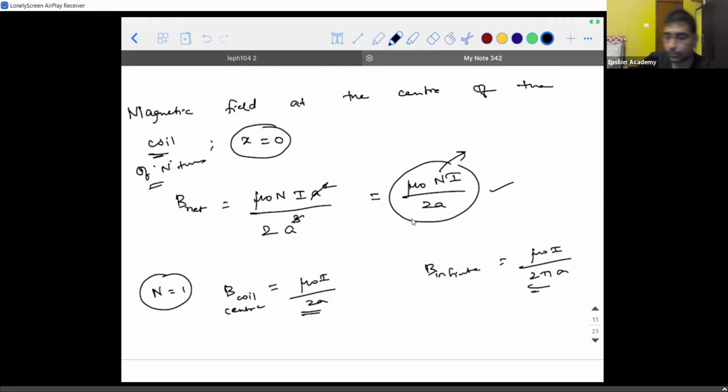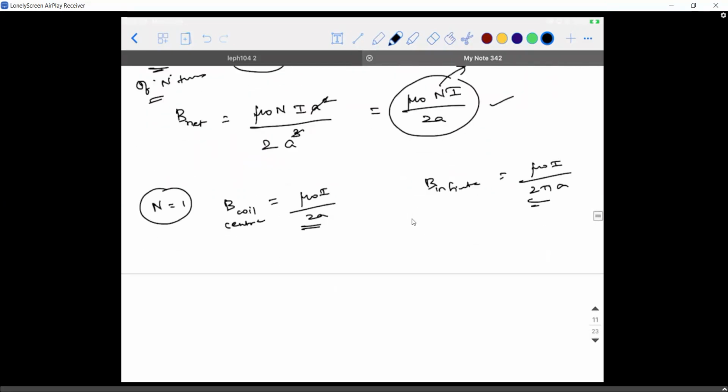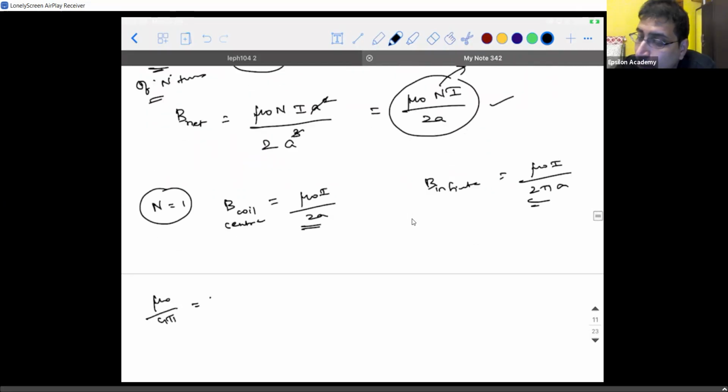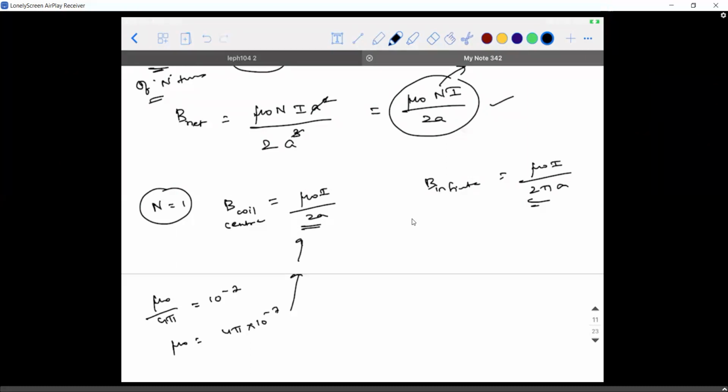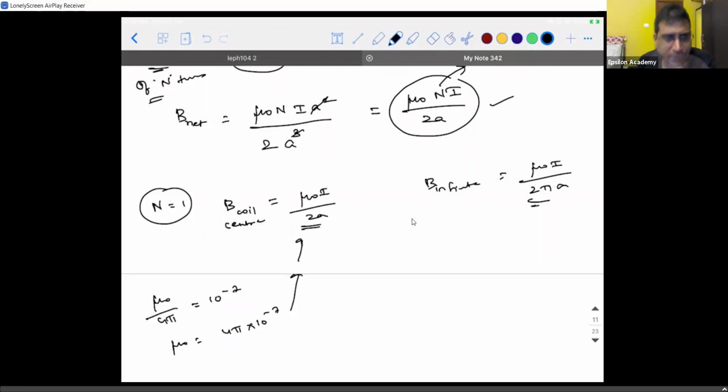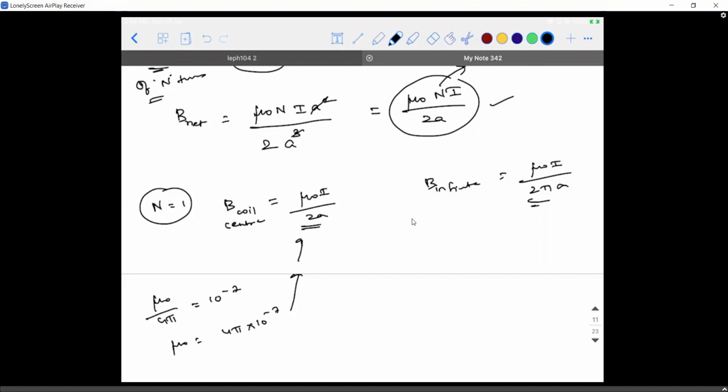See, mu naught by 4 pi is 10 power minus 7. So what you can do is take mu naught equal to 4 pi into 10 power minus 7 and substitute it here. Pi is 3.14, sir. Yeah, pi is pi only, pi is fixed. The only thing is the formula doesn't have pi. That is what I'm trying to say, because they both are looking similar. Okay, so understood, that's good.